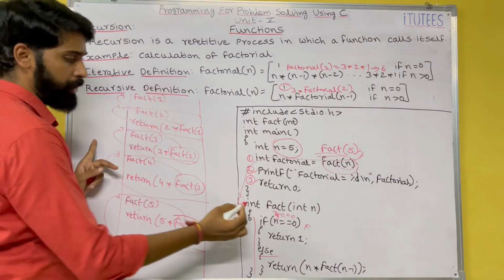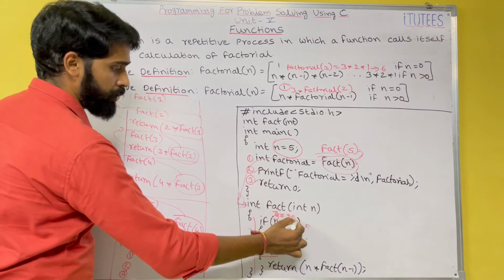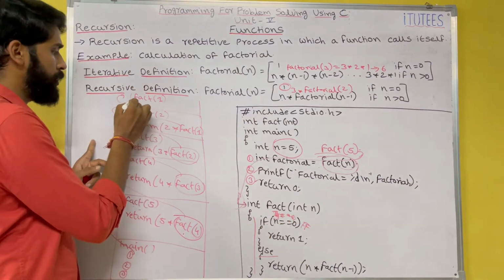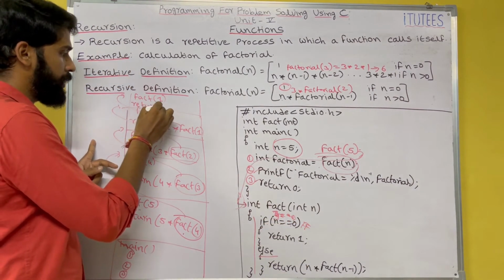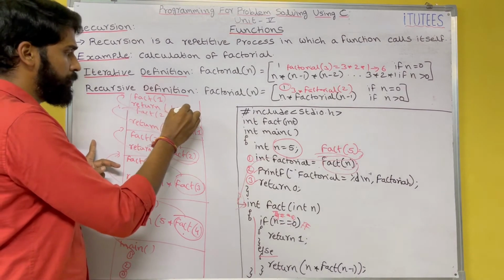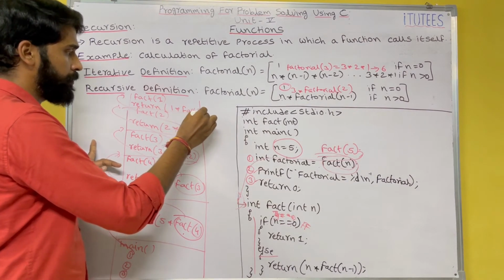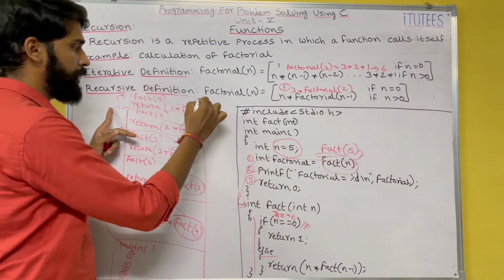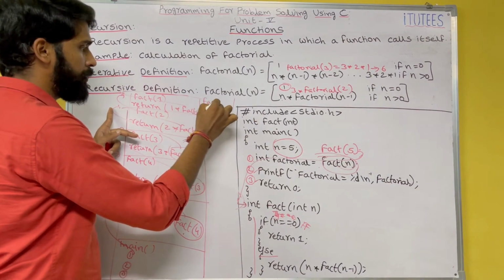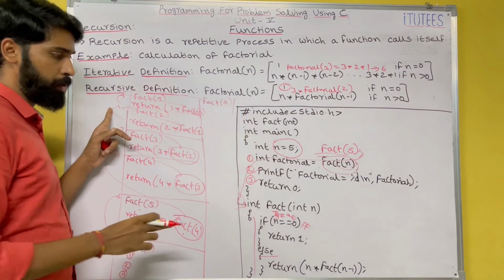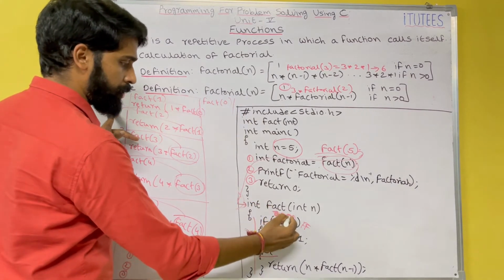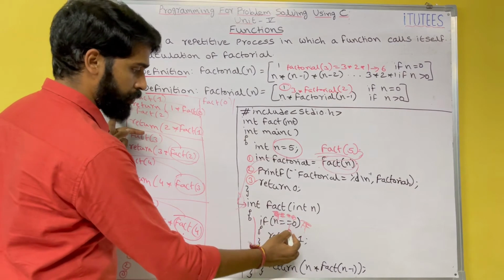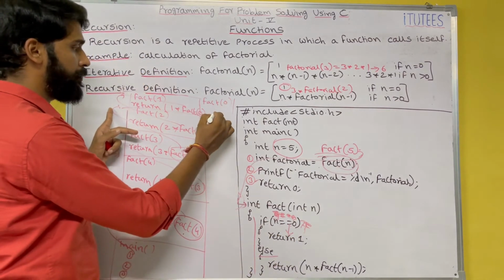What is the fact of 1? Here 1 equals 0? False. Go to else block and in that return 1 into fact of 0. Again the function called fact. I write here fact of 0. So what is the fact of 0 here? 0 equals 0. It is true. So enter into the block and return 1.